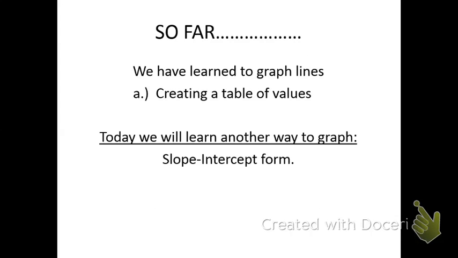So let's jump right into it here. So far, we've learned to graph lines by basically only creating a table of values. We created our x, y chart. We had some x's and some y's, and we created that table of values. We plotted those points, put them on a line. Well, today we're going to learn another way, which is the slope-intercept form. You're going to love it.